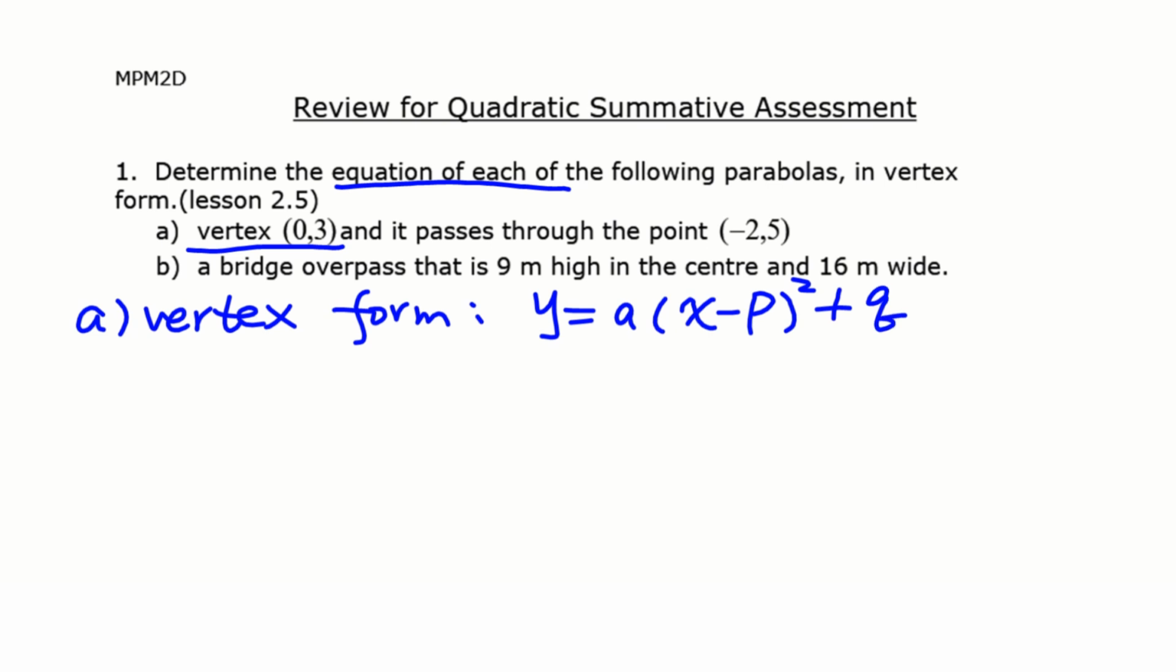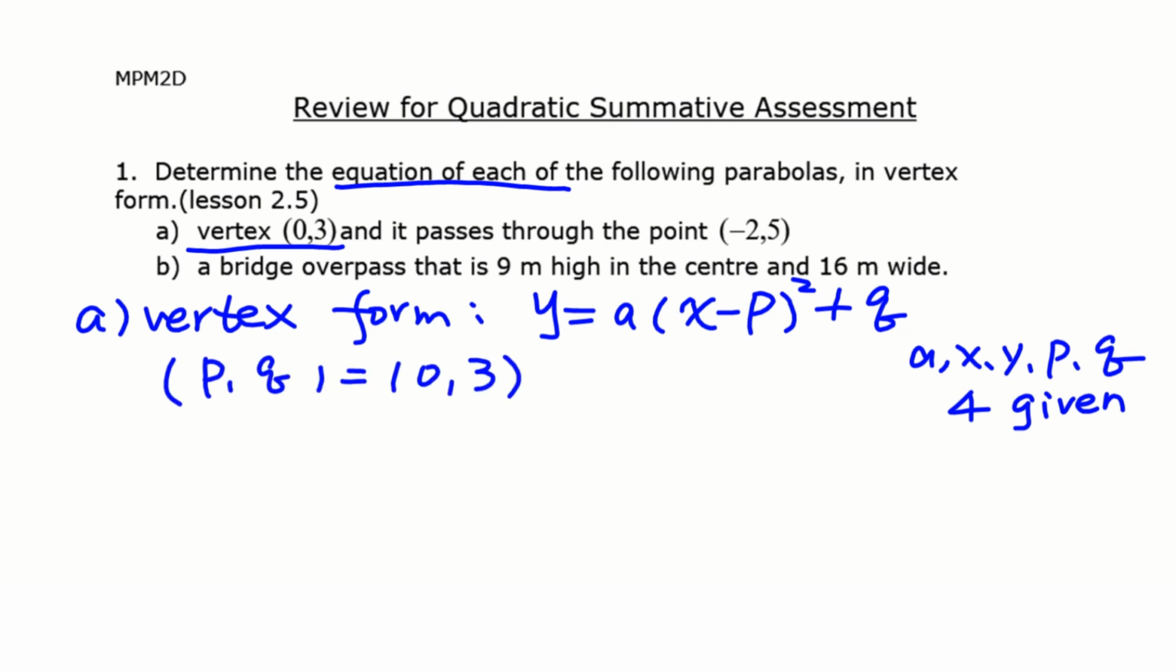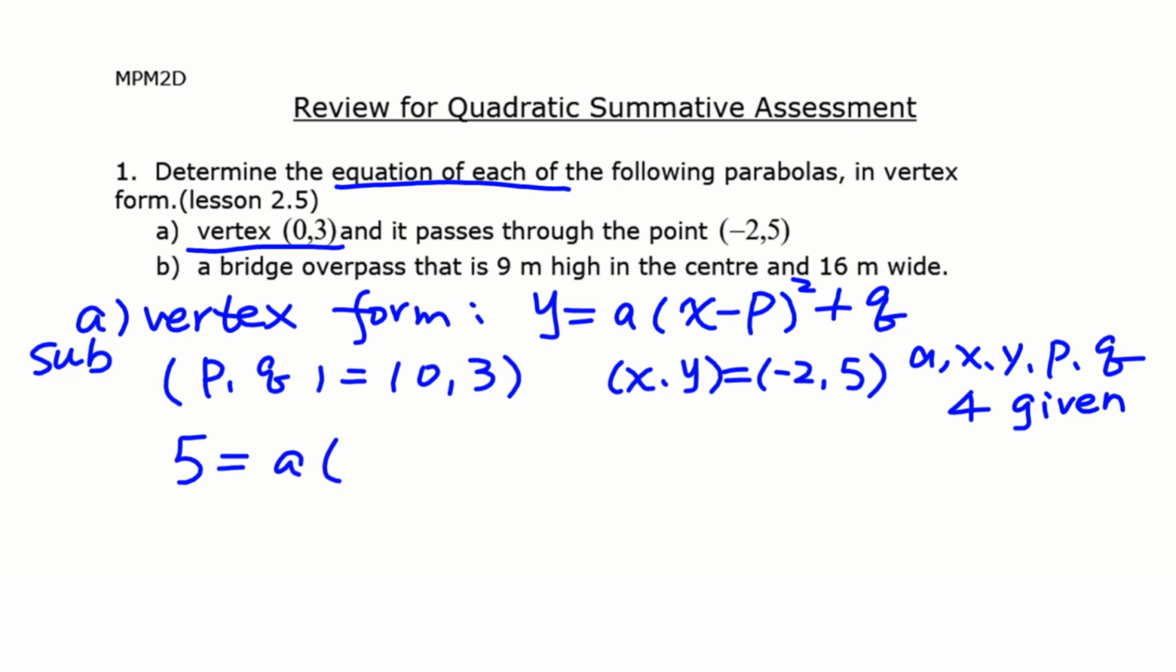In this equation, you have a, x, y, p, q, 5 variables. So 4 need to be given, otherwise you don't know how to solve this equation. From the given information, you have the vertex is pq, and you have a point. That point is your xy coordinate. Then we sub in the 4 given to that vertex form. You will have 5 equals a bracket, x is -2 minus 0, and q is 3.